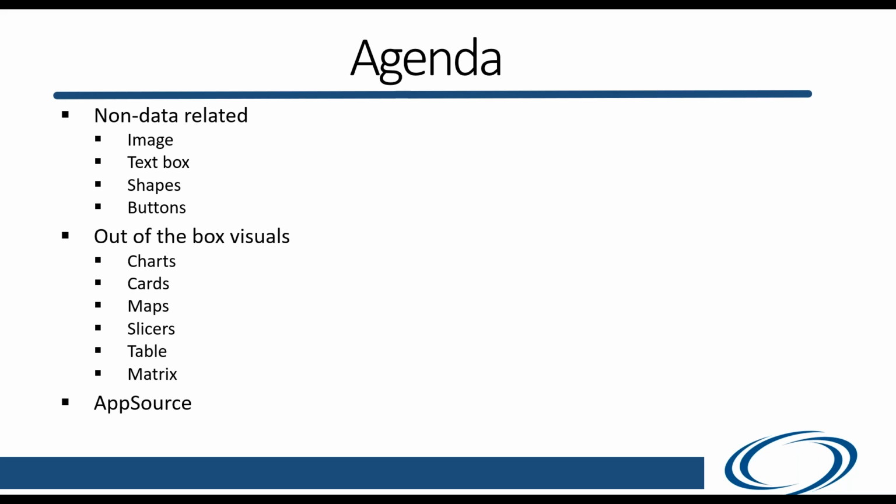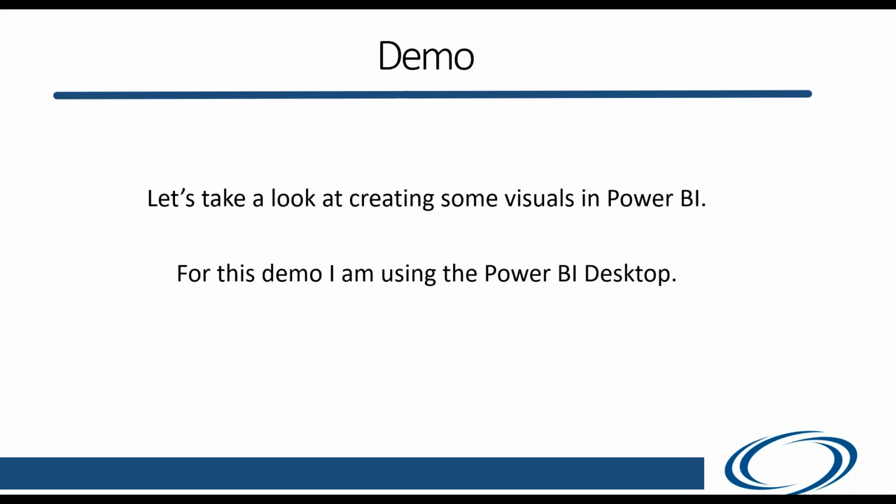And for Power BI, visuals are everything that's going to be on the canvas. It's going to be the charts and graphs, things like that that you add. And we're also going to look at some non-data related things that you can add to the canvas and your report, so you can see things that are static. And then we're going to talk a little bit about AppSource where you can get further visualization types. So without further ado, let's go ahead and get into the demo and take a look at creating some visuals.